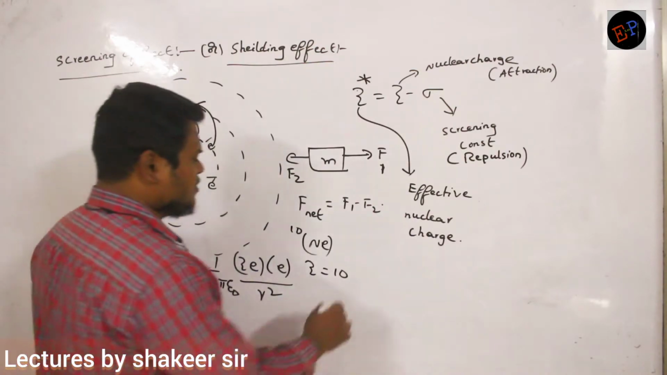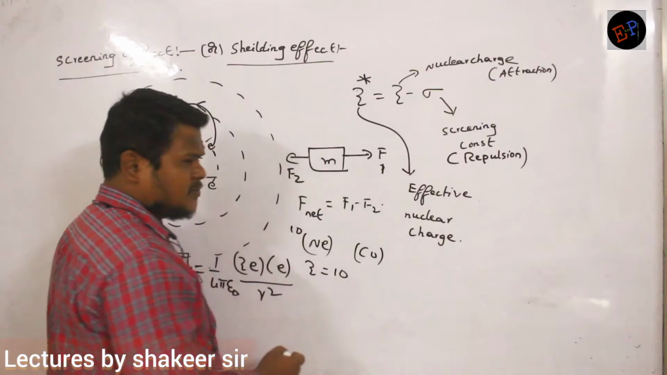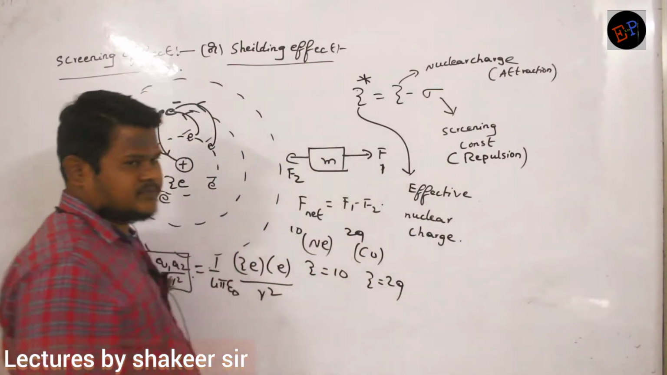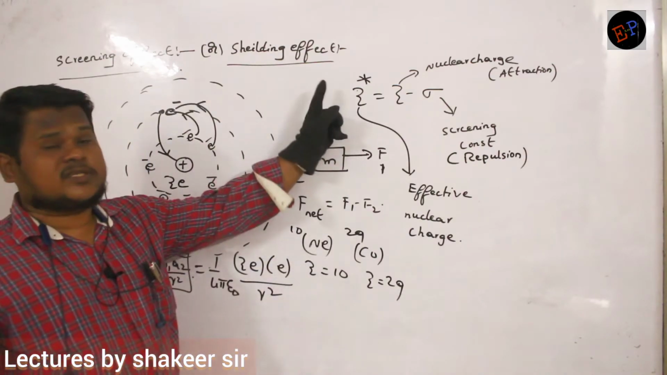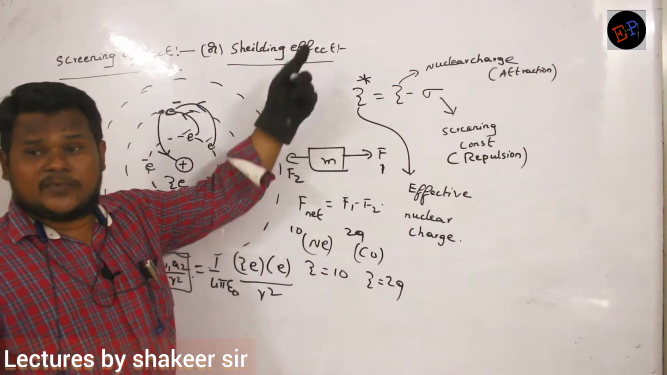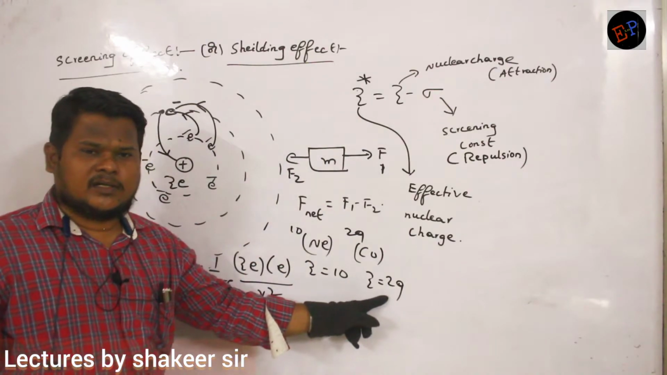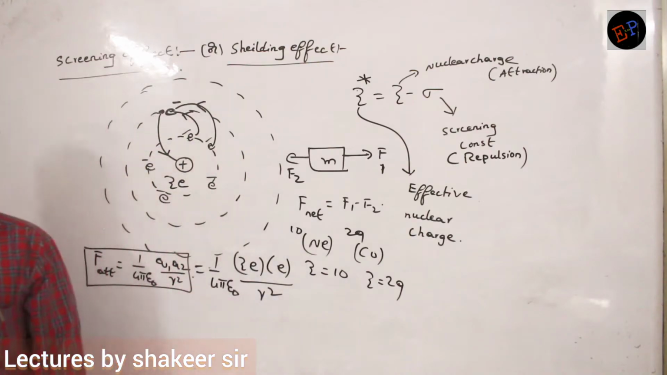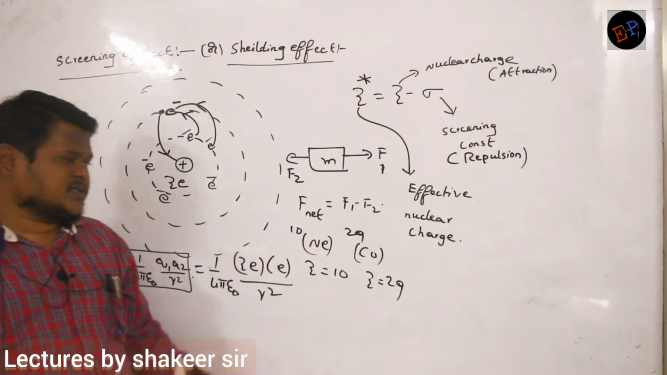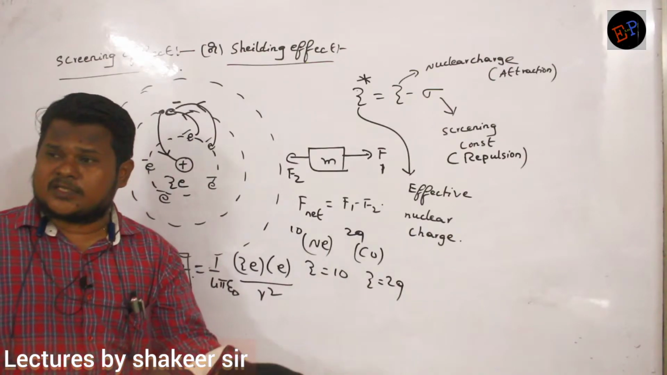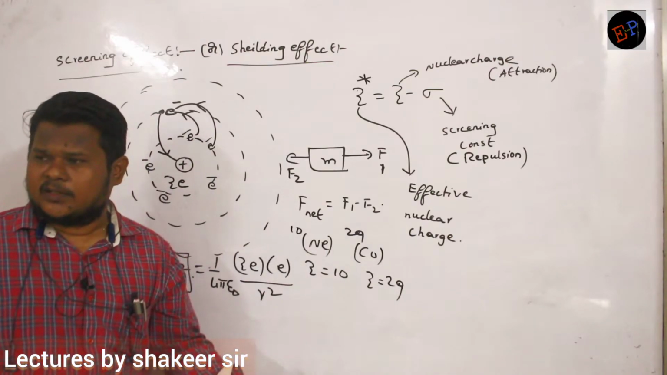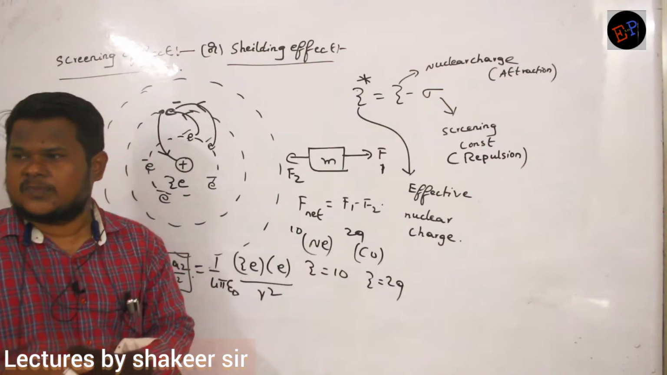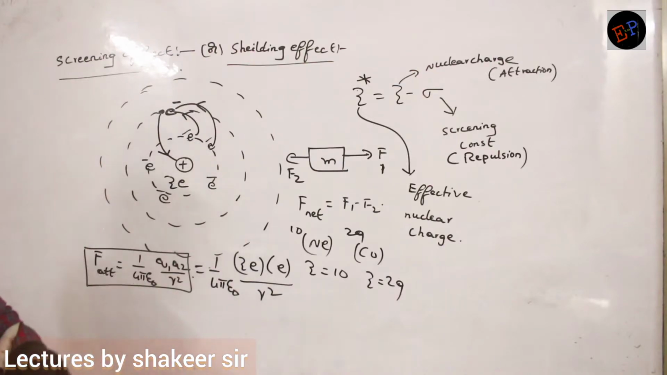If you take copper, the atomic number of copper is 29, so its nuclear charge is 29 itself. But its effective nuclear charge is given by Z dash, and it will definitely be less than 29 in the case of copper, and definitely less than 10 in the case of neon. Nuclear charge is the number of protons, but effective nuclear charge is definitely reduced, because of the repulsion existing between the electrons. Make a note up to here.